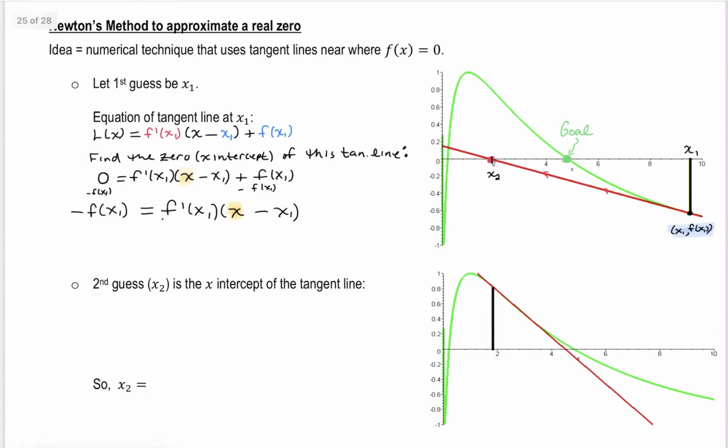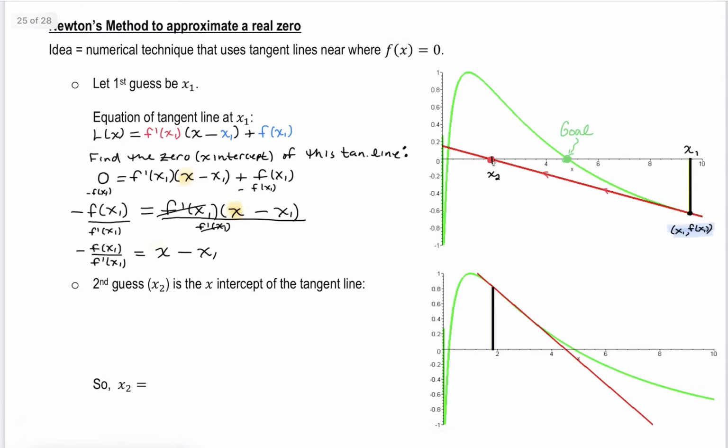The next thing I would do would be to divide by that coefficient of f prime of x sub 1. So we're going to divide both sides by f prime of x sub 1. And so now we have minus f of x sub 1 divided by f prime of x sub 1, and that is equal to our x minus x sub 1.